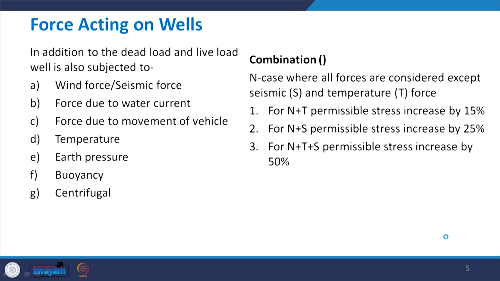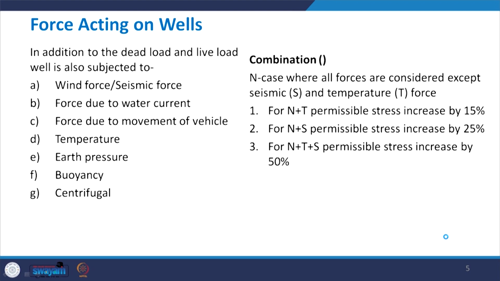So, when we talk about forces acting on wells, these are the list of the forces. In addition to the dead load and live load, the well is also subjected to the following forces: wind force or seismic force, then force due to water current, force due to movement of vehicle, temperature, earth pressure, buoyancy and centrifugal. These are the list, and there could be many others also. So, you have a combination of these forces. N stands for the normal case. Normal case will be treated when it is subjected to all forces except two, that is seismic and thermal temperature.